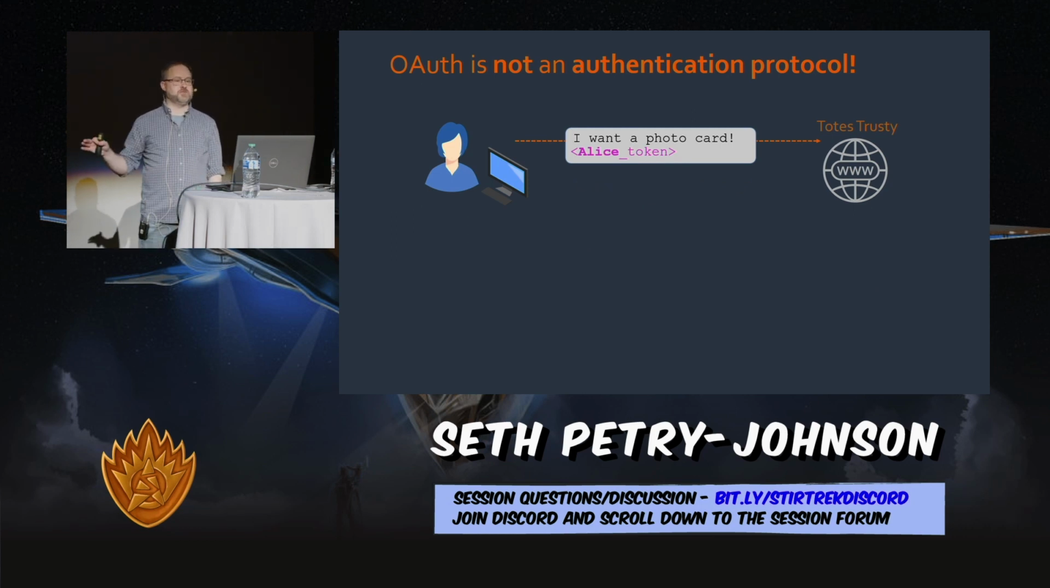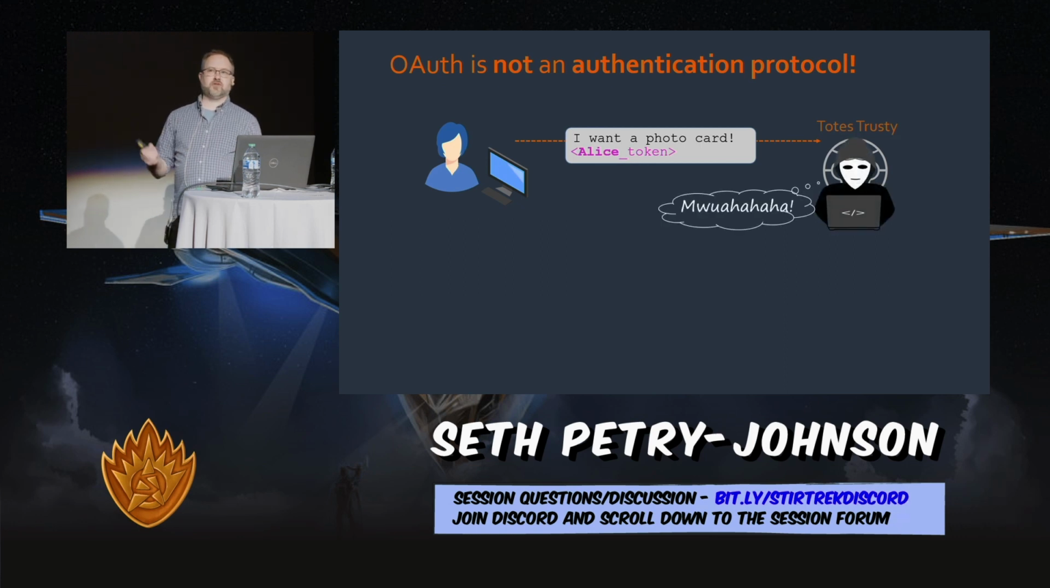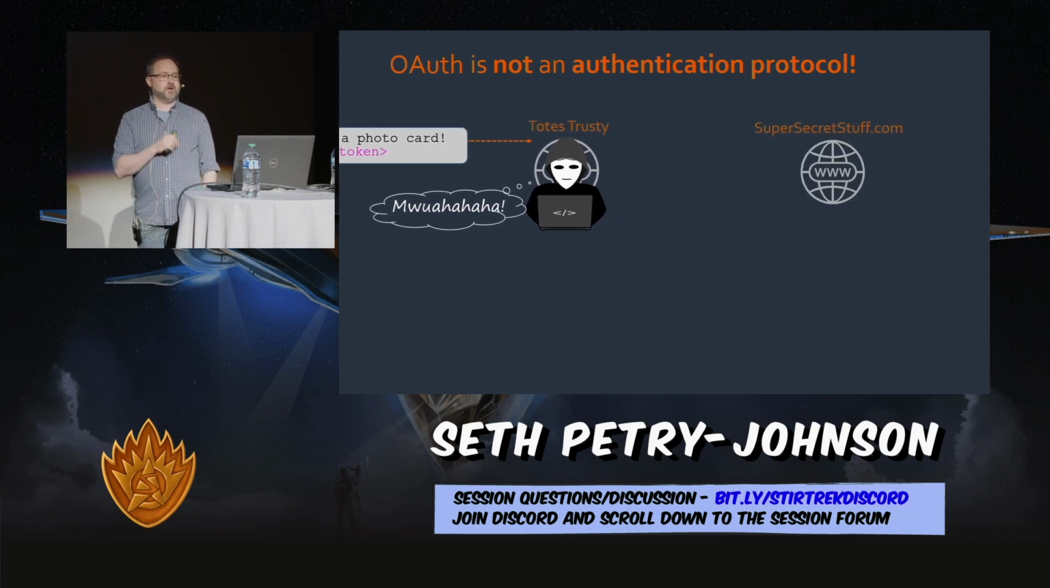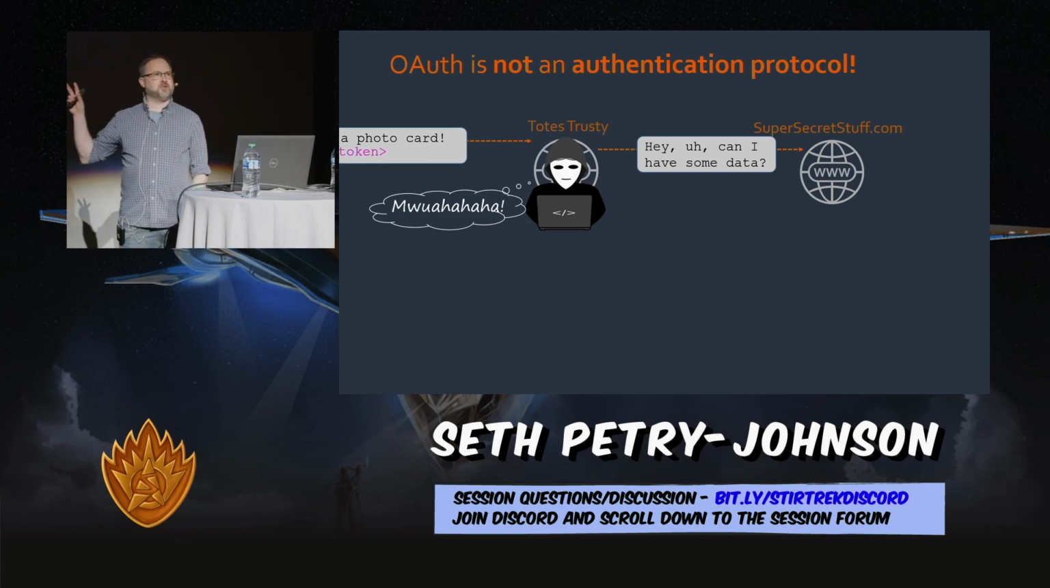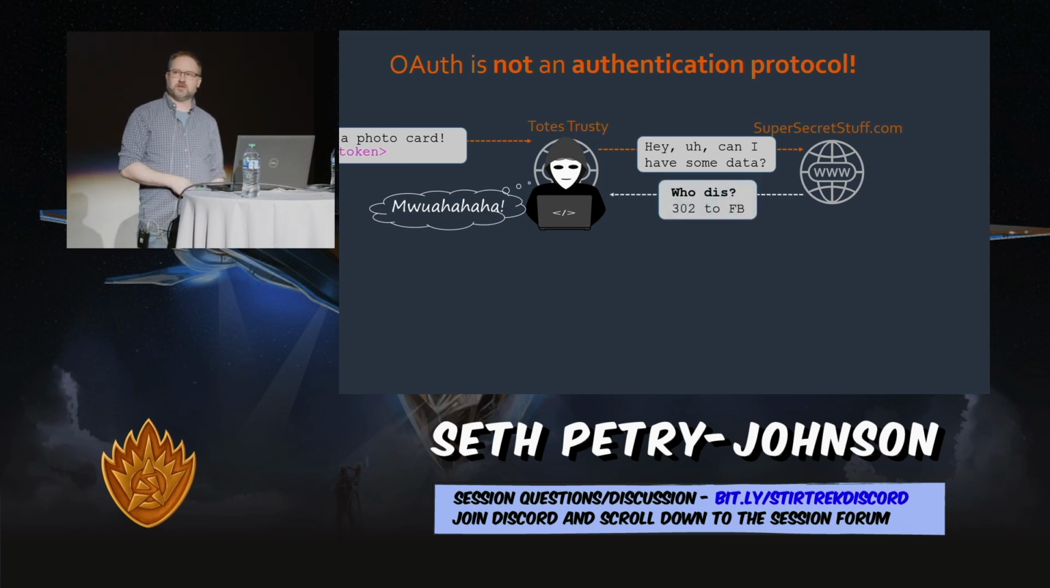For example, let's assume that Alice has already gone through that whole OAuth flow. She's been redirected back to TTF with her access token. But again, TTF isn't trustworthy at all. So they turn around and make a request against supersecretstuff.com, which also supports Facebook OAuth. Now the actual content at supersecret doesn't matter, but it's definitely way more sensitive than her Facebook photos. That initial request doesn't contain an access token, so supersecret stuff starts the OAuth flow by returning a 302 redirect to Facebook.